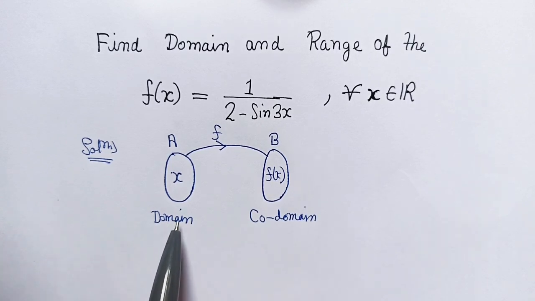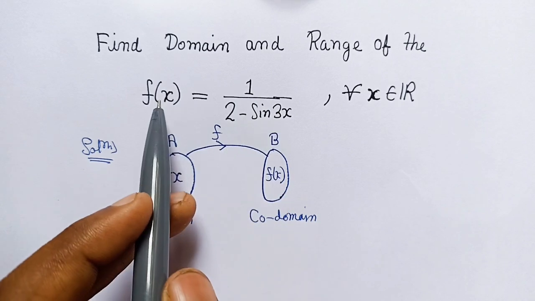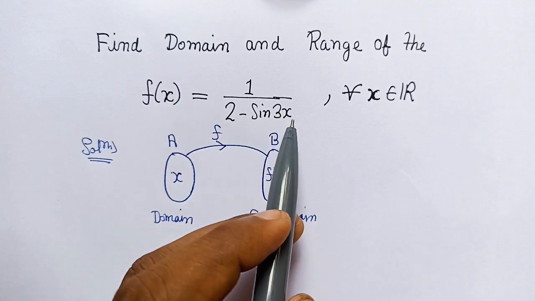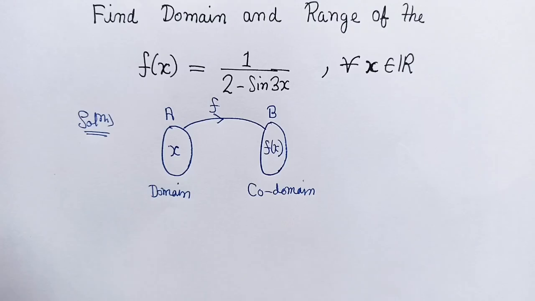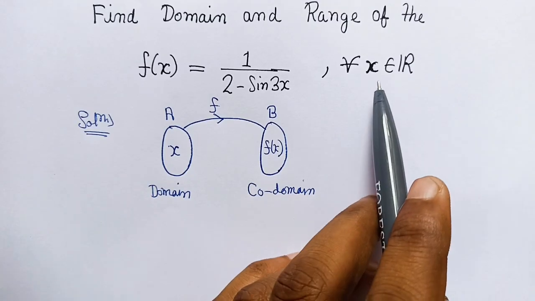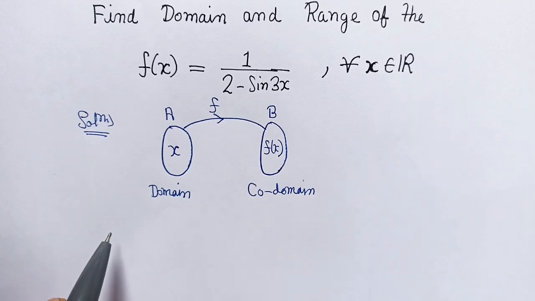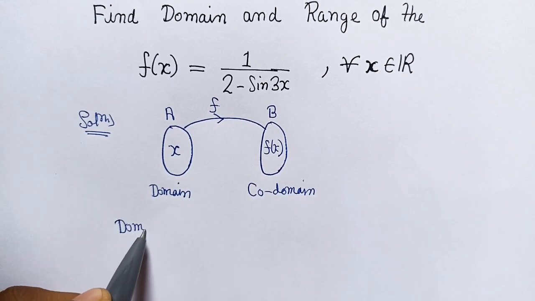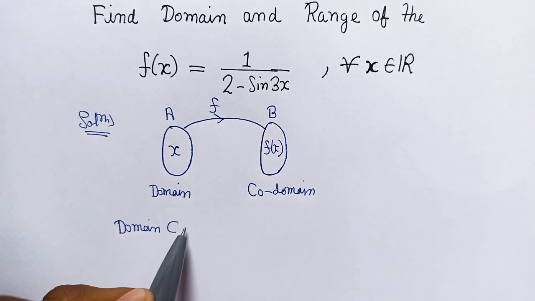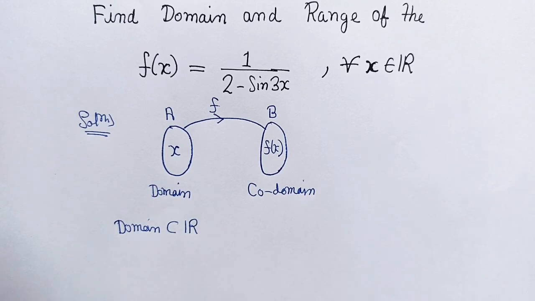So we have to find that domain. What are the possible values that we can take in this domain under this condition, that is f of x is equal to 1 upon 2 minus sine 3x. As you can see here, x is taken from real numbers. So the domain must be a subset of real numbers R. And we have to find out, can we take every real number or are there any restrictions.